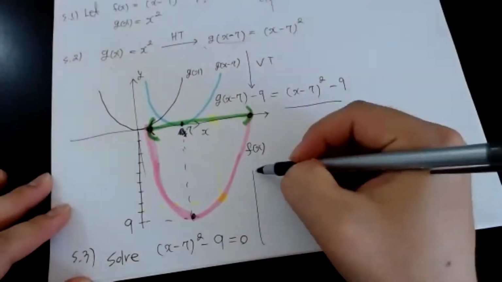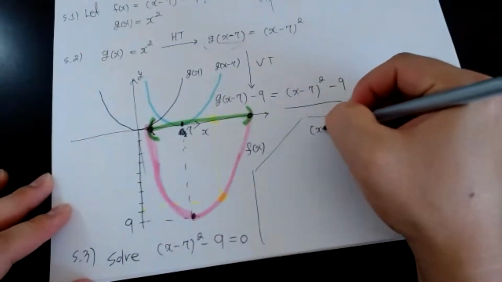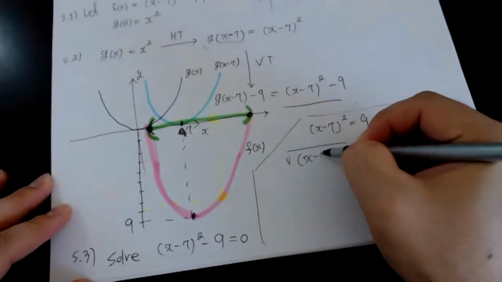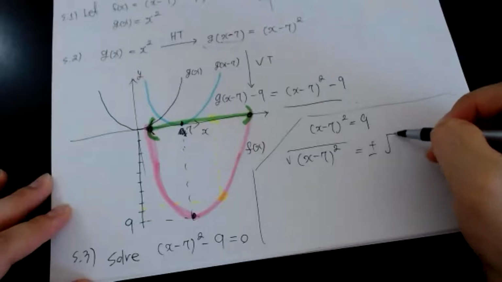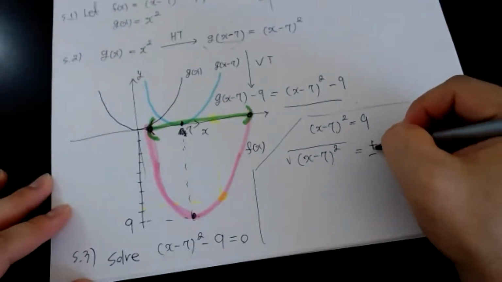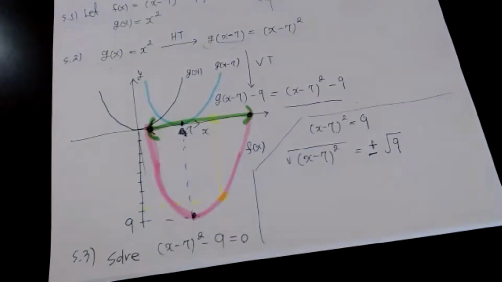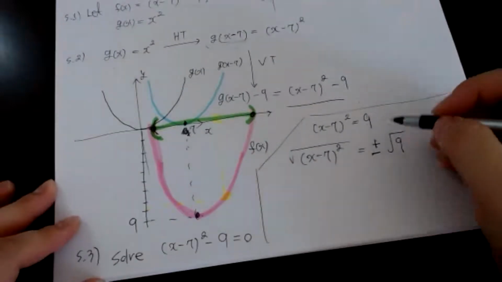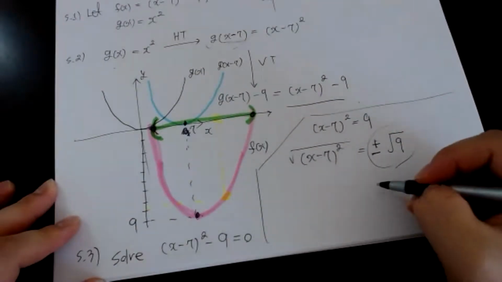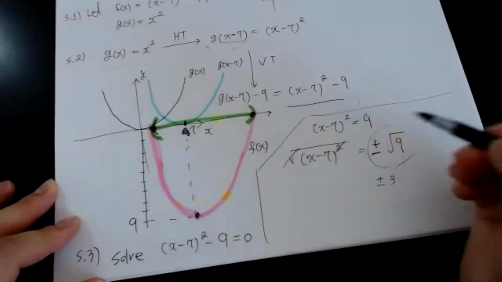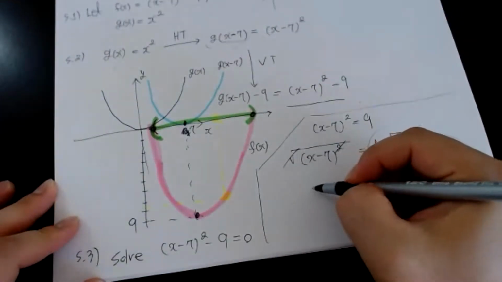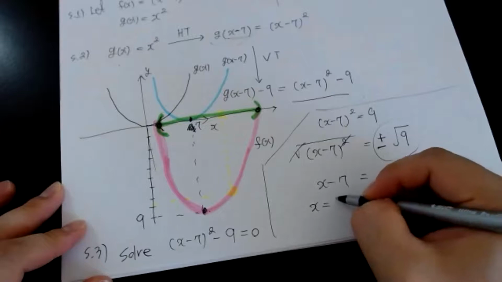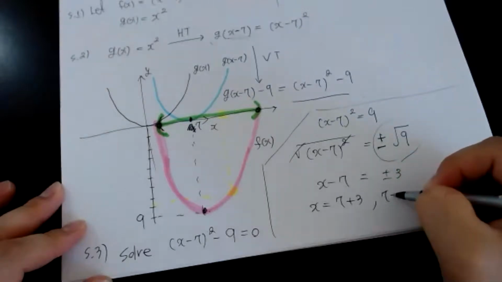So x minus 7 squared is equal to 9, right? And then we take the square root. x minus 7 is equal to plus or minus the square root of 9. Don't forget the plus or minus sign. That's the key in the square root property. The right hand side is just plus or minus 3, and on the left hand side the square root and square cancel out. So we got x minus 7 is equal to plus or minus 3.